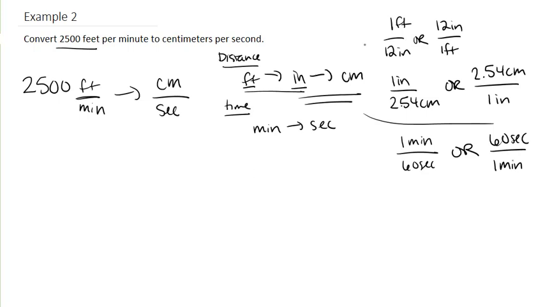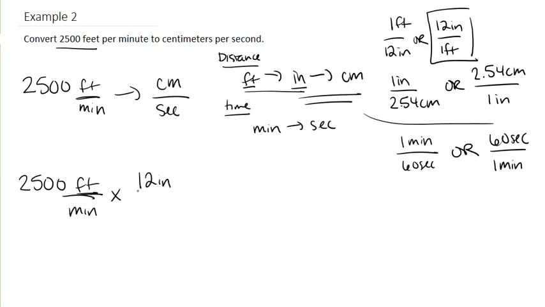So now we've set up our conversions of what we could be using, and so we're going to now start to use them. So we have feet per minute. Our first step is to get rid of feet, so we want feet on the bottom. So we're going to use this 12 inches and 1 foot. So we get 12 inches over 1 foot. This crosses out the feet.